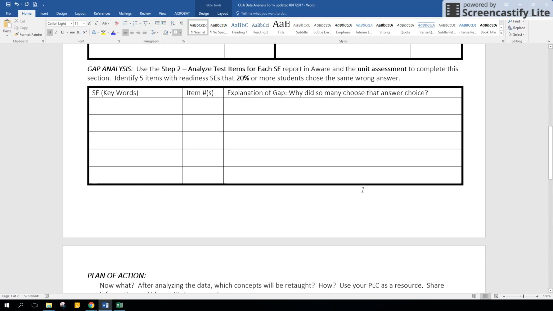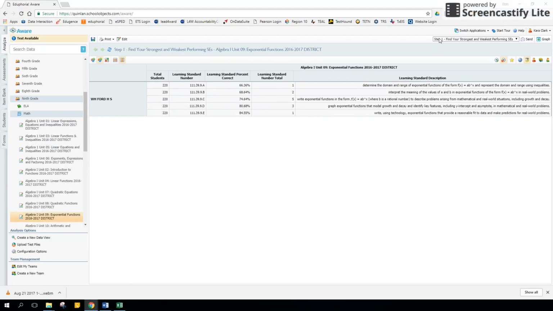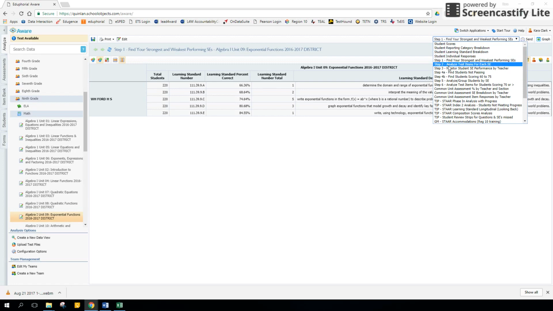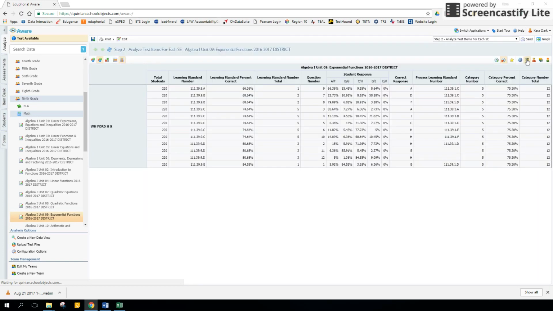Moving down to gap analysis, we're going to be using step 2. So up at the top, we're going to change to step 2 analysis and analyze test items for each SE. All right, so this is where we're actually going to go question by question. And I'm going to start with the first one, which is number 9. And I'm looking across at my percentages. I'm looking for any question that 20% or more students chose the same wrong answer. And if you don't know what the right answer is, it's right here, correct response.